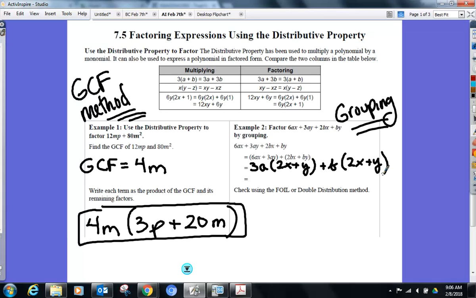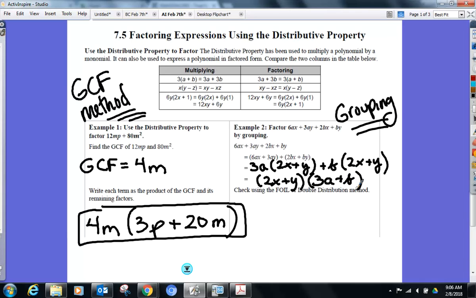What's in common here? 2x plus y. So I take that out. What's left over? What's left over? My GCFs, 3a plus what was your other GCF? Congratulations, you've just factored this using the grouping method.